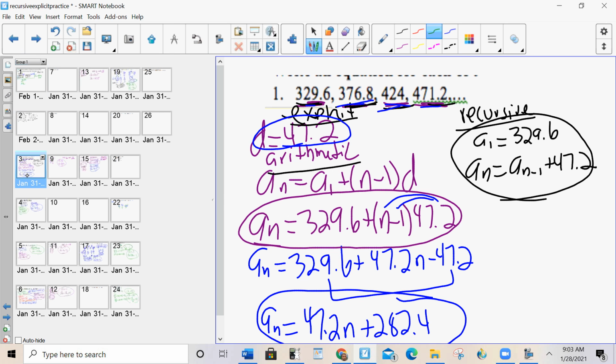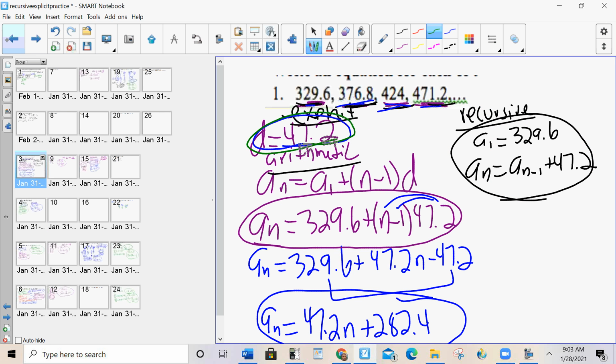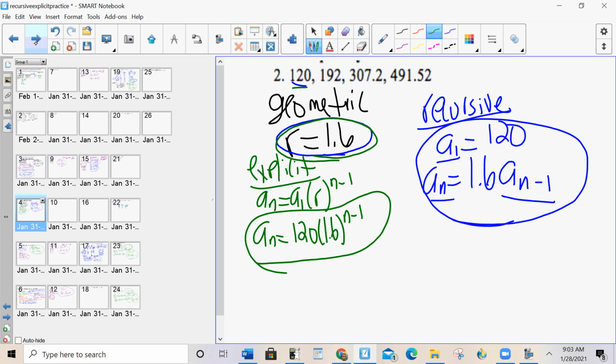So let's just recap what we did. To determine if it's arithmetic or geometric, subtract, subtract, subtract, divide, divide, divide. In this one, they all subtracted to 47.2. In this one, they all divided to 1.6. If they all subtract to the same thing, then it's arithmetic. If they all divide to the same thing, then it's geometric.